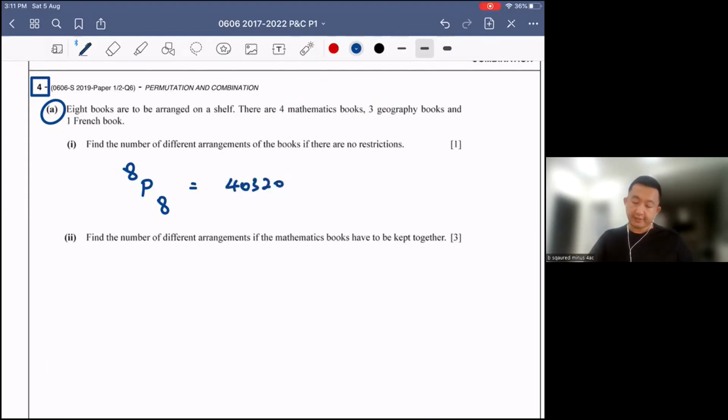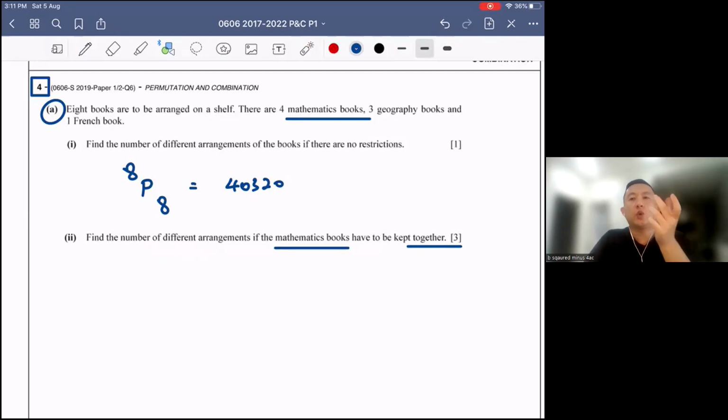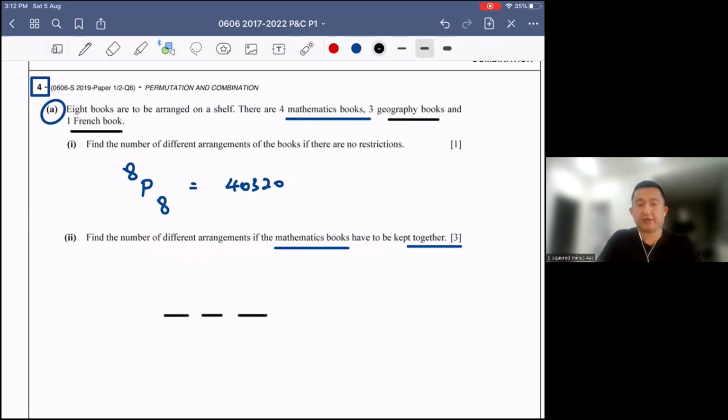Okay, what I want to discuss is this one. The math books have to be kept together. This is what I want to discuss, okay? The 4 math books, and they have to be kept together. So when you have a situation like this, you need to visualize it as if you are going to tie all 4 math books together. Tie them together, okay? Just imagine something like this. 3 geography, 1 French book. So we have 1, 2, 3 geography books, and then here is the French book.